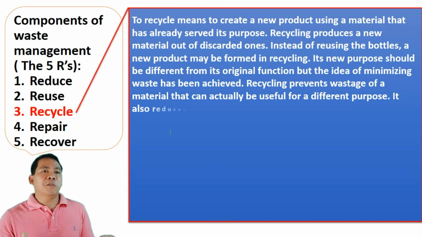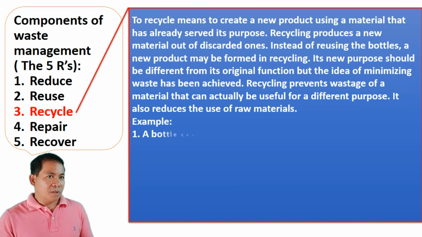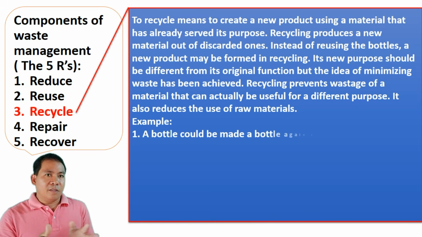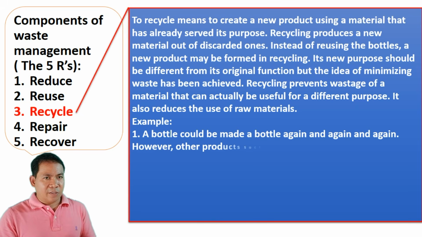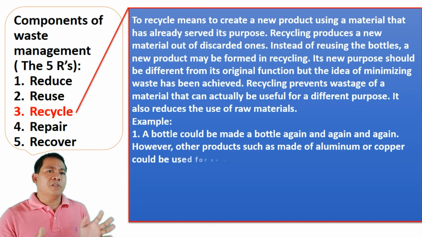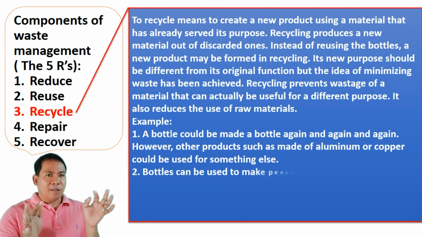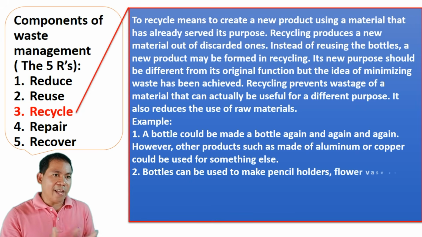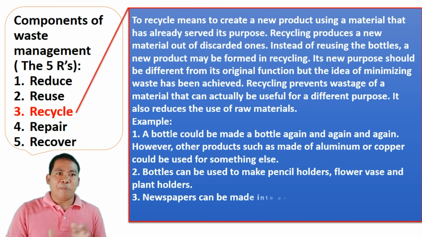It also reduces the use of raw materials. For example, a bottle could be made again and again. However, other products made of aluminum, iron, and copper could be used for something else. Bottles can be used to make pencil holders, flower vases, and plant holders. Newspaper can be made into papier-mâché.